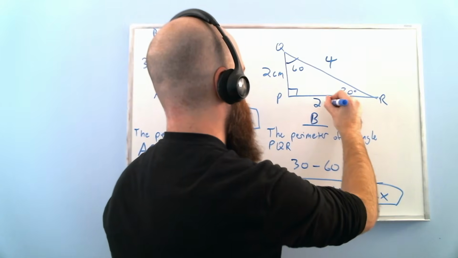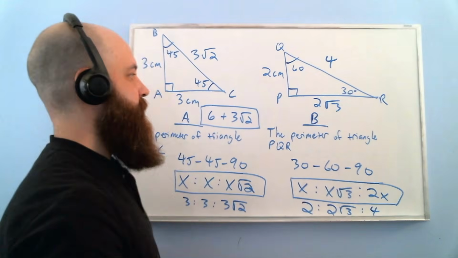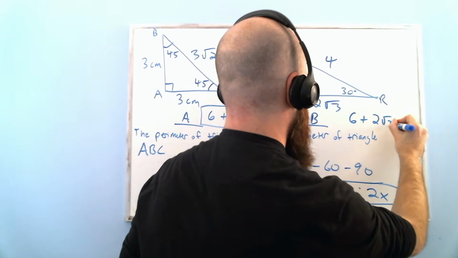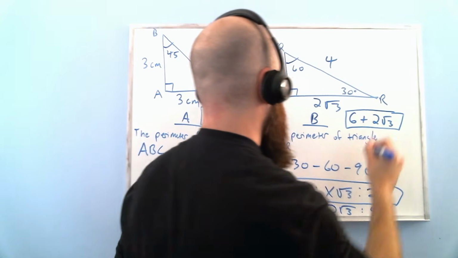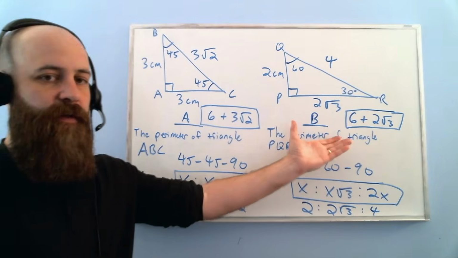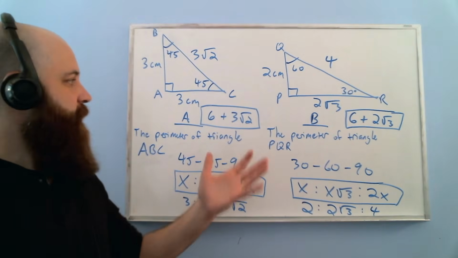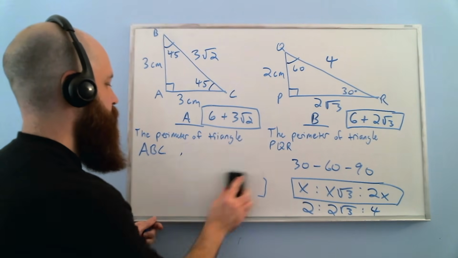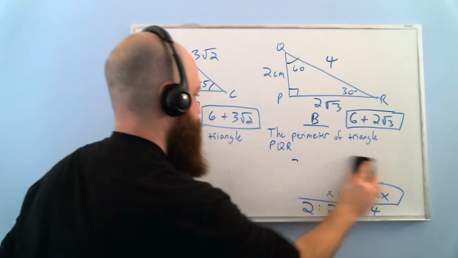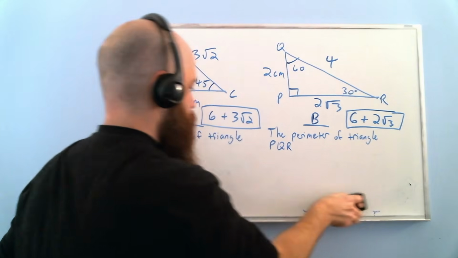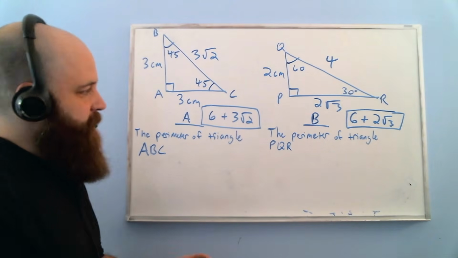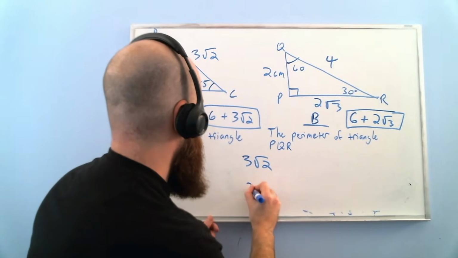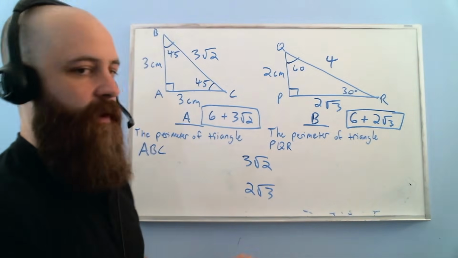So I've got all 3 sides. I can add those up. I get 6 plus 2 root 3. Okay, so now the question is, which of those two is bigger? Well, they both have a 6, so essentially I'm just comparing 3 root 2 and 2 root 3. So at that point, sure, I could punch those into the calculator. That's really not too bad. On the other hand, it could be nice to be able to approximate these square roots.